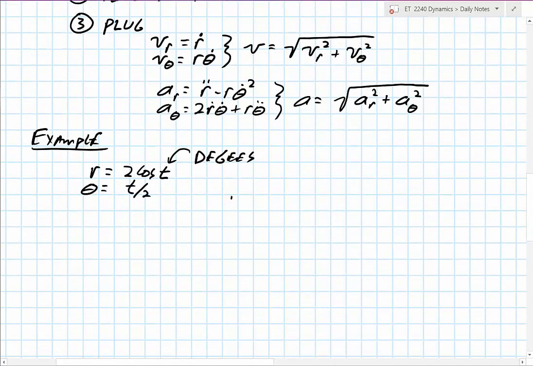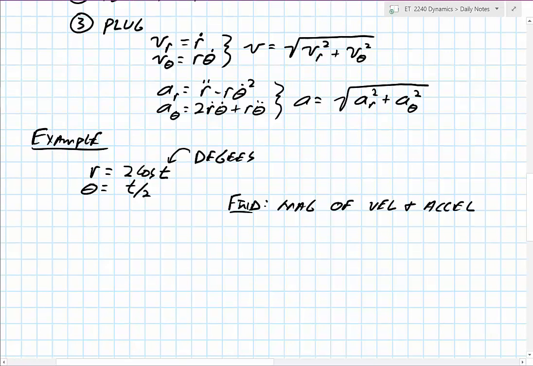What I'm going to try and find is the magnitude of the velocity and acceleration. And you could also find the direction, I suppose, but it gets a little bit kooky.